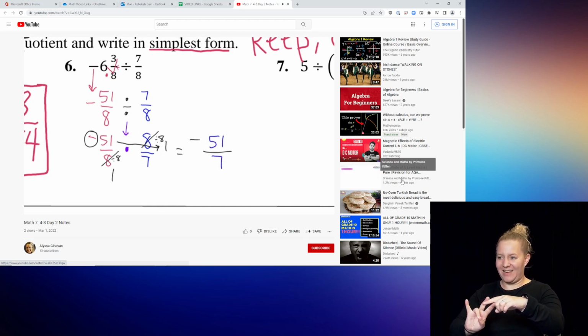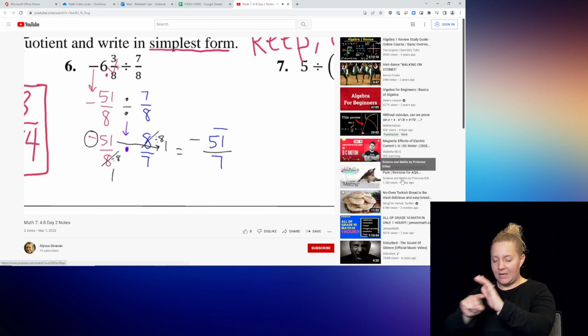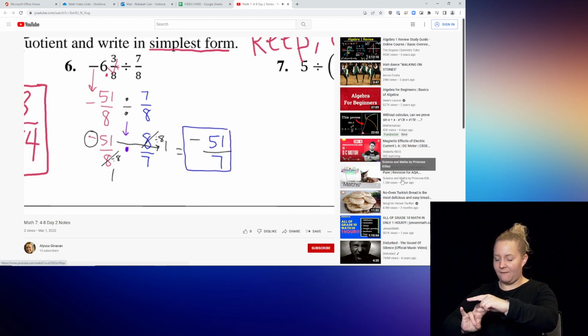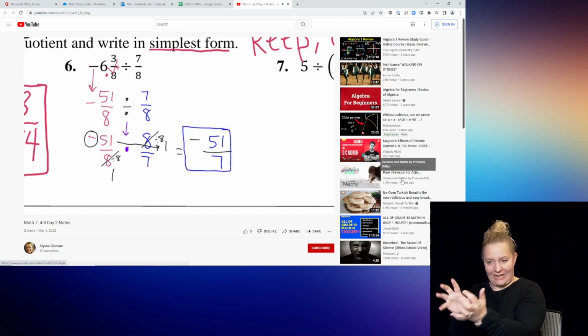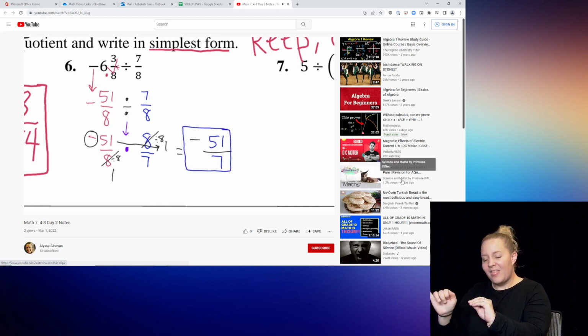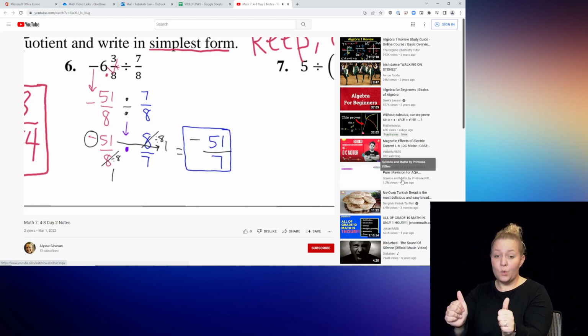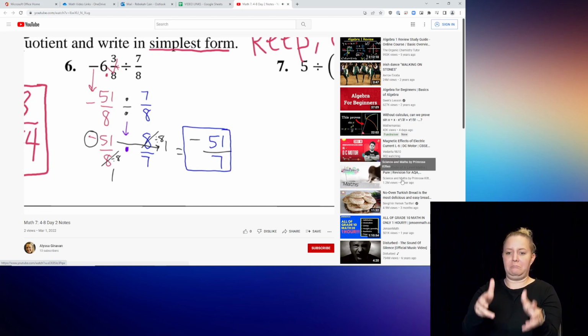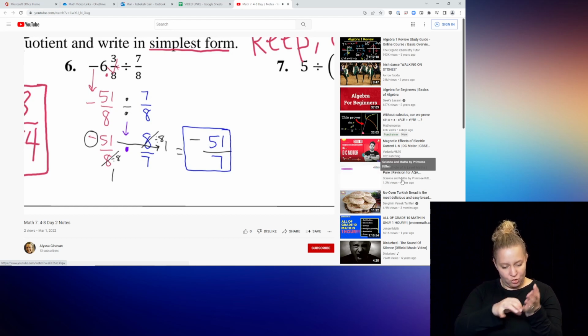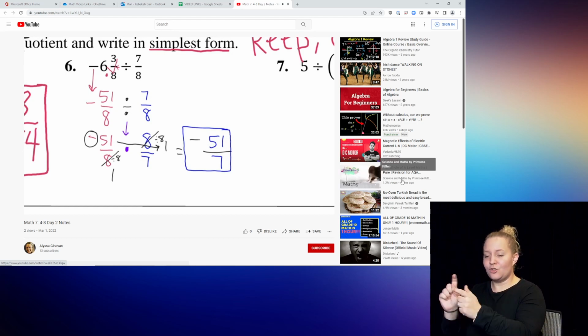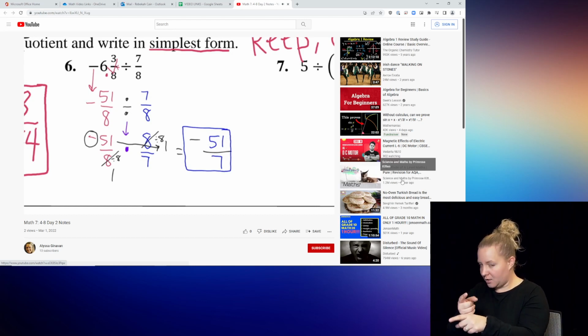You can leave this as an improper fraction. That's totally fine to leave it as -51 over 7. But if you would like to turn it into a mixed number, that's fine as well. It's completely up to you. Most of the time, I just say, hey, just leave it in an improper fraction, because there are times that I've seen students try to convert an improper fraction into a mixed number, and they do it incorrectly. So just be careful. That's my warning to you.